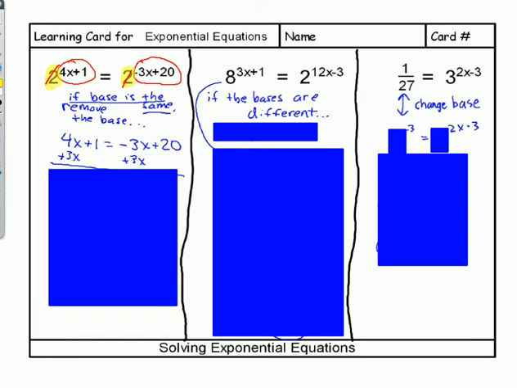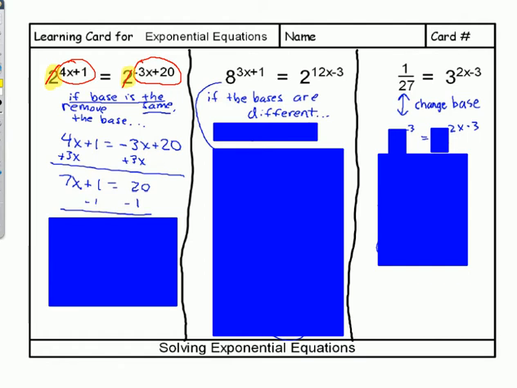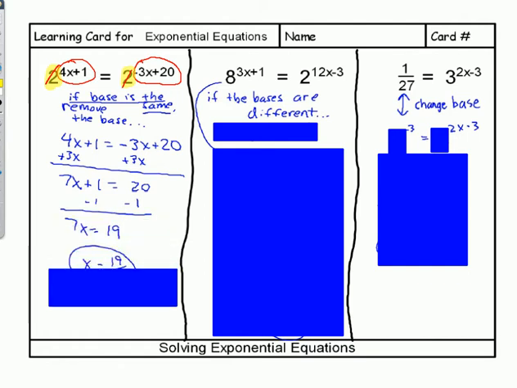I added 3x to both sides here. I've got it now 7x plus 1 equals 20, a very basic equation. Minus 1, it's a two-step equation at this point. Minus 1 from both sides, I get 7x equals 19. Divide by 7, and that is my answer.